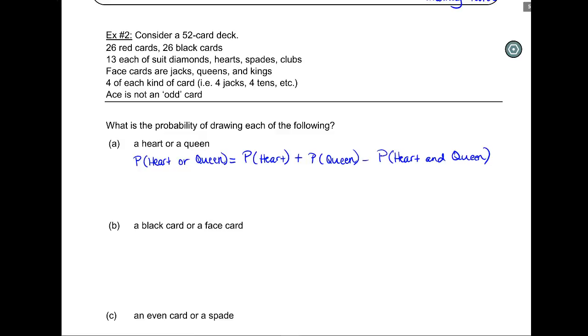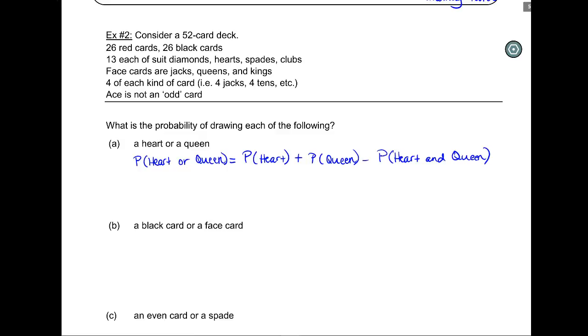Now, some of you might be able to figure out the total number right from the beginning, but sometimes our numbers are really large and we don't want to have to do that, or maybe we have a table. It's easier to see the "or" one instead of the "and." You could think a heart or a queen includes all the hearts or all the queens, but you don't want to count the queen of hearts twice. That's why we subtract it.